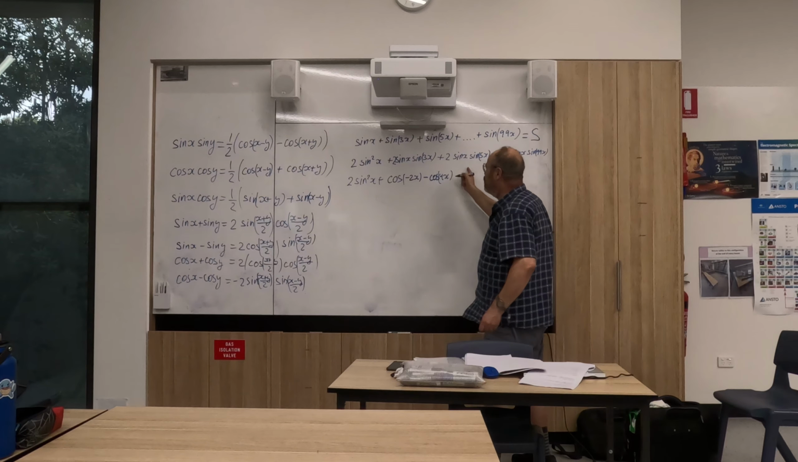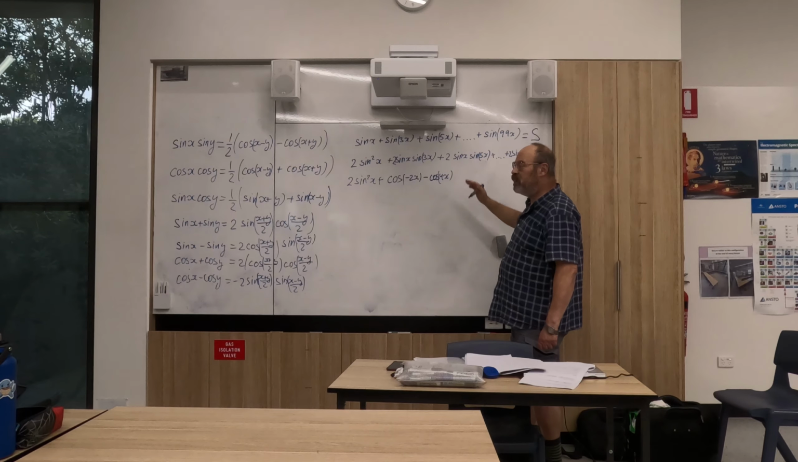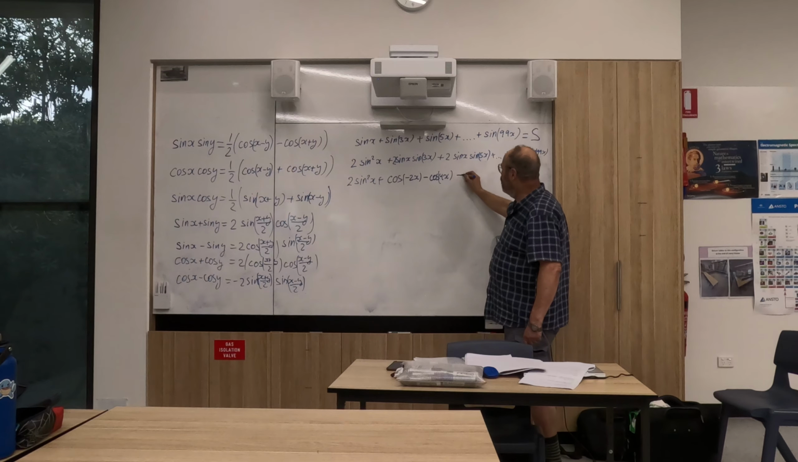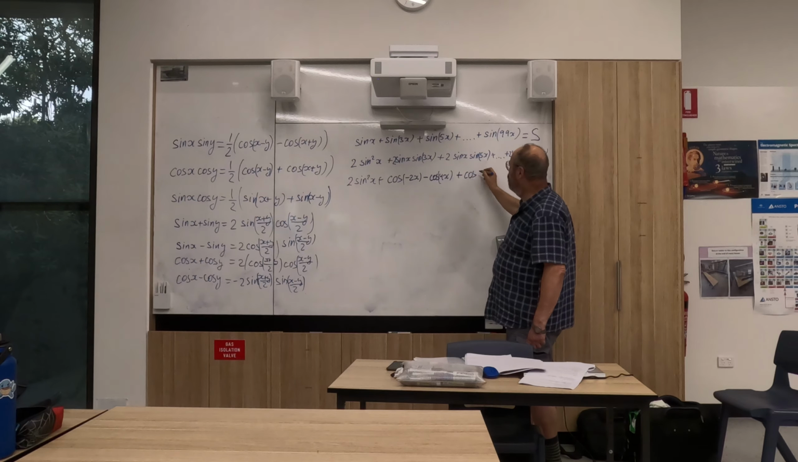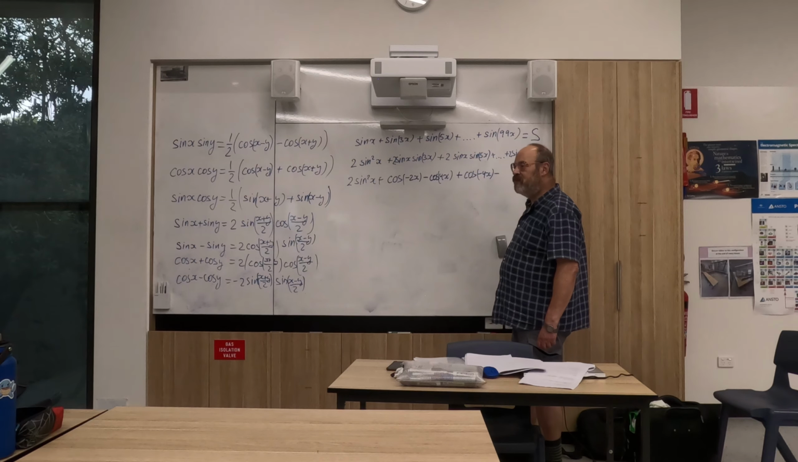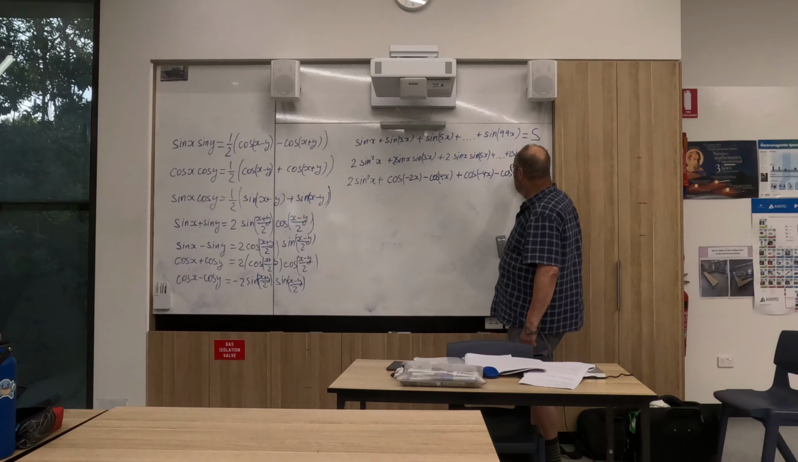Now, what will be the next one? Sine x times sine 5x: plus cos of negative 4x, minus cos 6x.